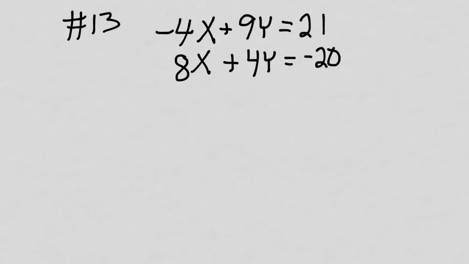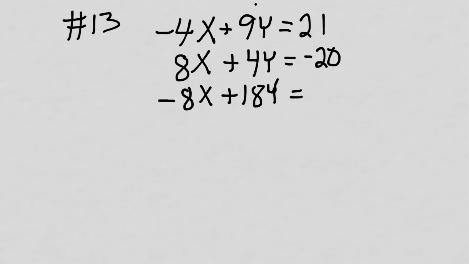All right, number 13. Not as easy as numbers 11 and 12. It's still elimination, but I'm going to have to manipulate things a little bit to make it work. If you look here, nothing automatically eliminates when you add it together. But let's look at that first line. I'm going to multiply everything in it by 2. Negative 4x times 2 is negative 8x. If I multiply 9y times 2, I get plus 18y.